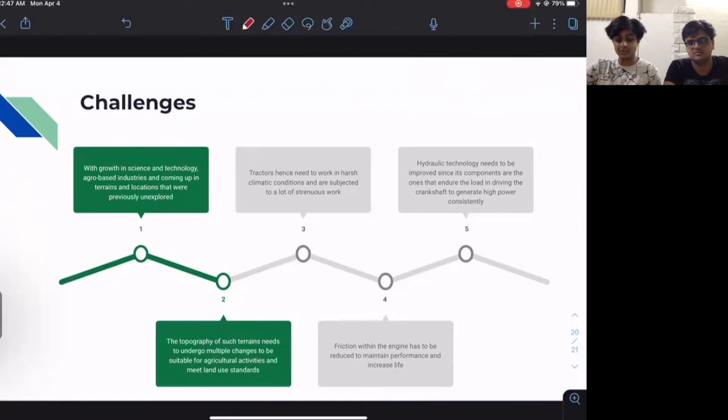At this point, hydraulic technology is what needs to be at the forefront, because its components are the ones which endure the load in driving the crankshaft in order to generate high power consistently. So we need to come up with components which are rugged enough to sustain the high forces being applied on them, and a lot of mechanical engineering research can happen in that direction in order to improve the overall tractor systems which we have.